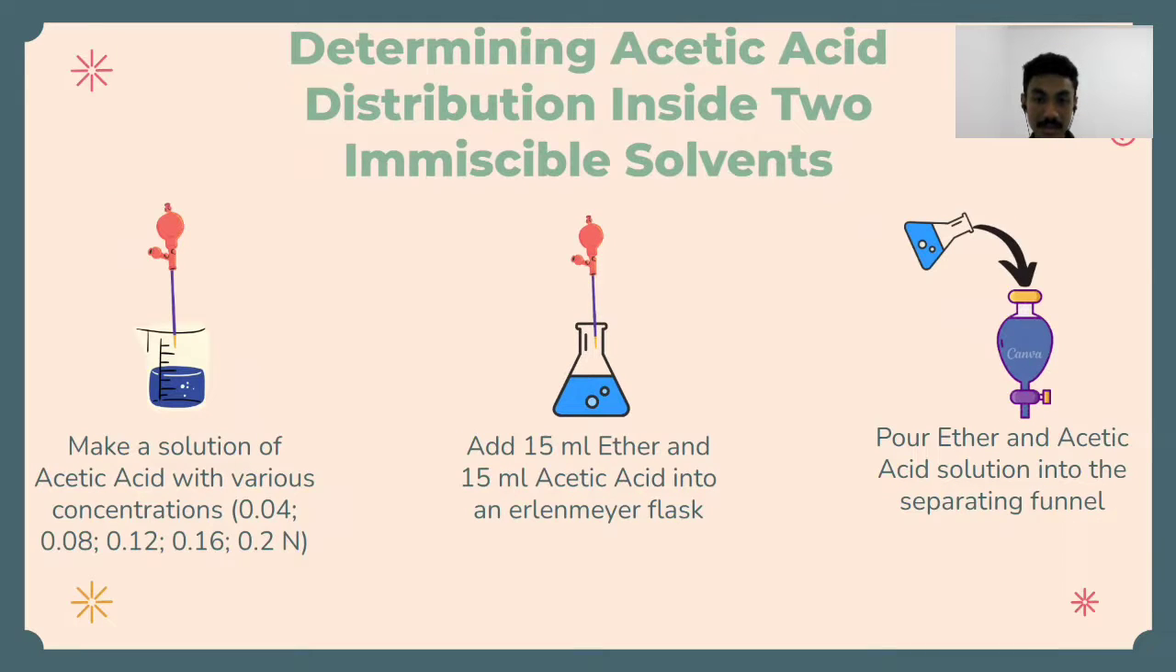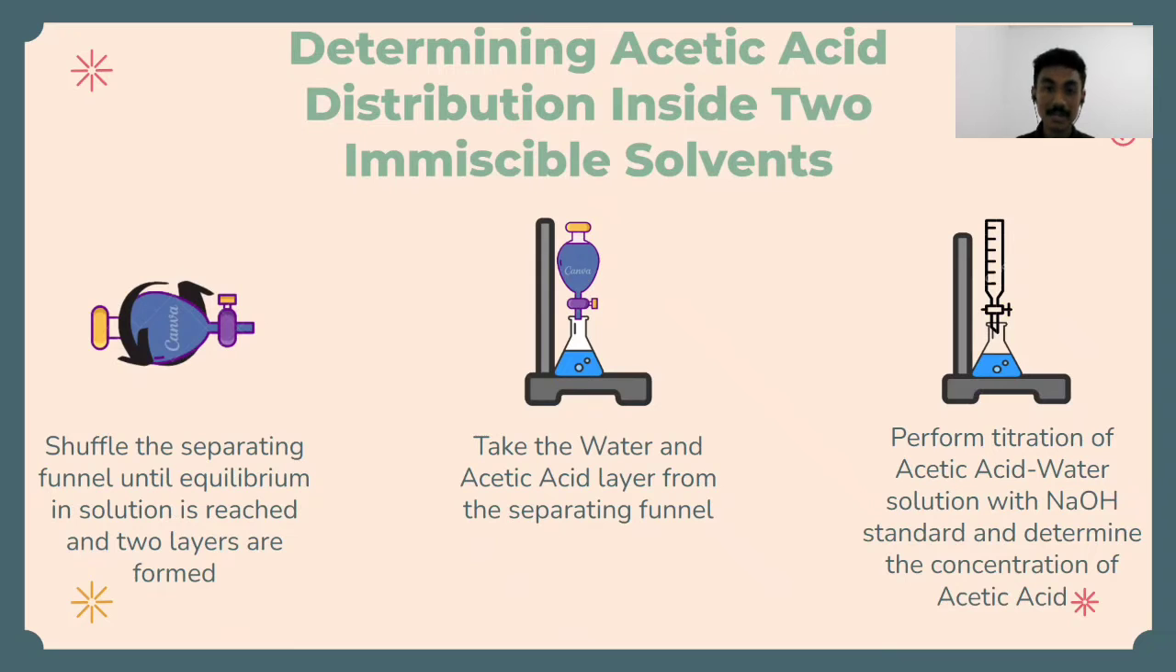In the second part of this experiment, we must first prepare acetic acid solution at various concentrations from 0.04 normal to 0.2 normal, and add 15 ml of that acetic acid solution and 15 ml of ether solution into an Erlenmeyer flask that we will pour into a separating funnel. With this separating funnel, we then perform liquid-liquid extraction by shaking the funnel until equilibrium in solution is reached and two layers of liquid are formed.